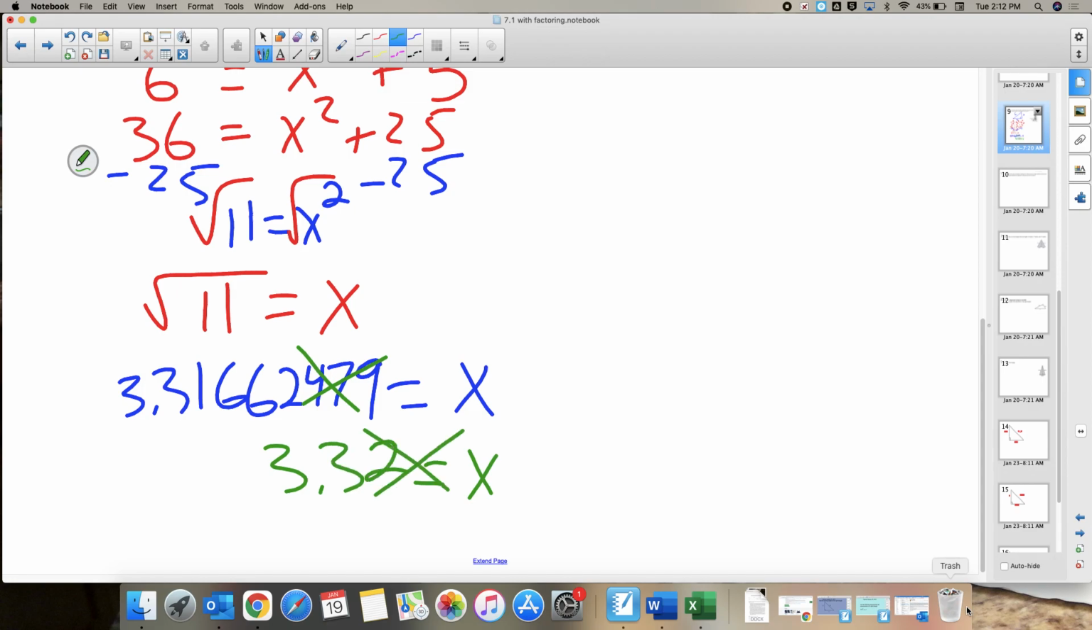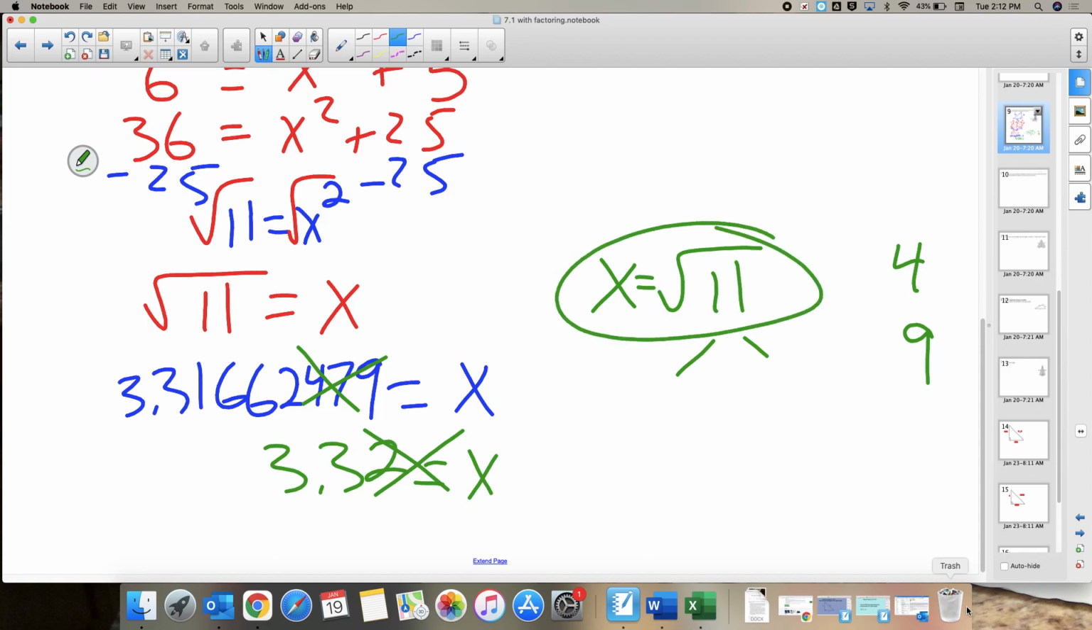What it means is I take this x equals the square root of 11 and I try to reduce it. I try to see, are there any perfect squares that go into 11? Well, my only perfect squares to look at are 4 and 9. Neither of those go into the square root of 11, so we are done. That is the answer. We leave it just like that.